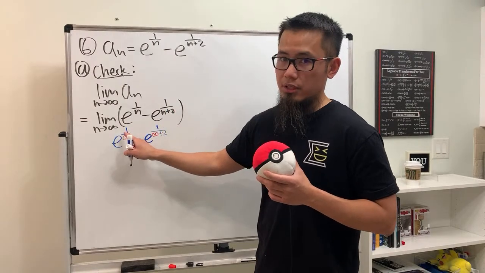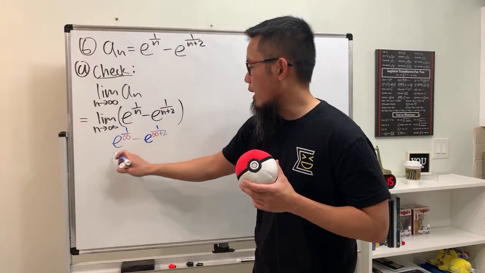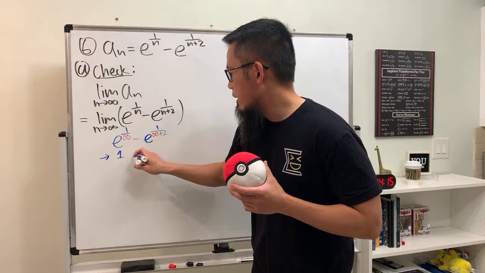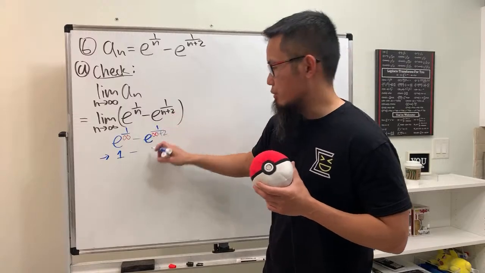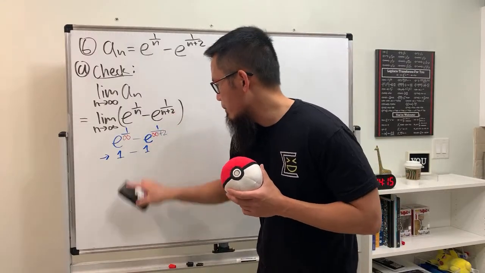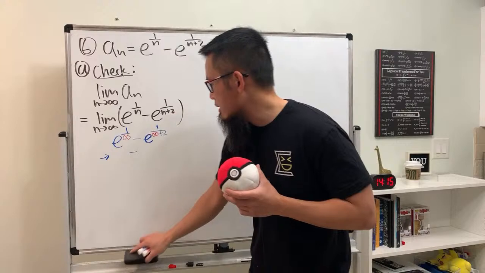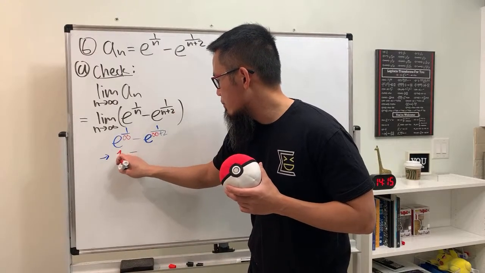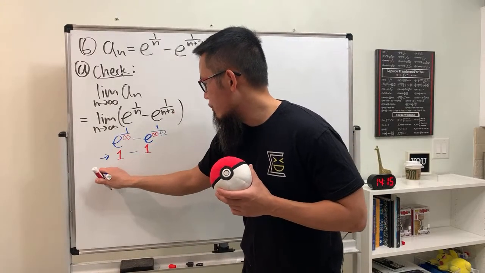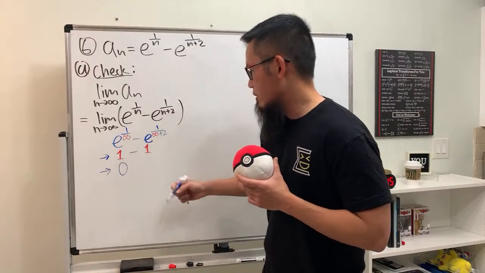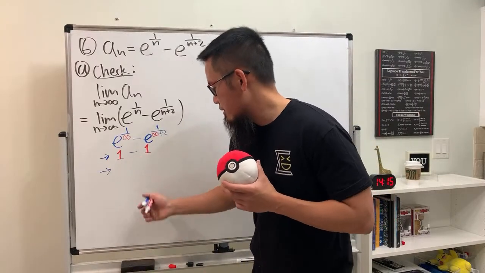But this right here is just 0. So e to the 0 is just 1. And then minus, again, this is also e to the 0, which is just 1. Perhaps I'll put this down in red. Sorry about that. This right here, 1. This right here is 1. So finally, we can conclude that this right here goes to 0.